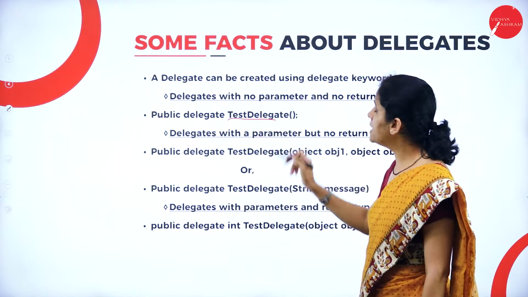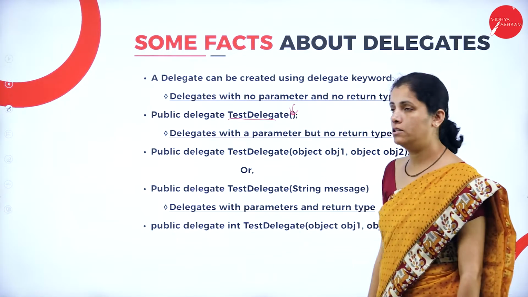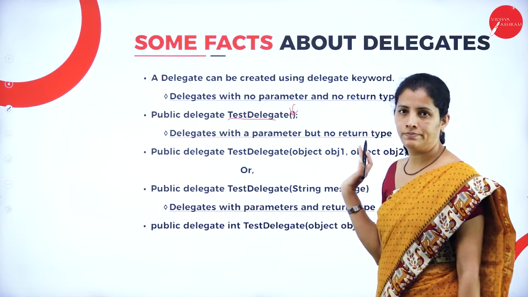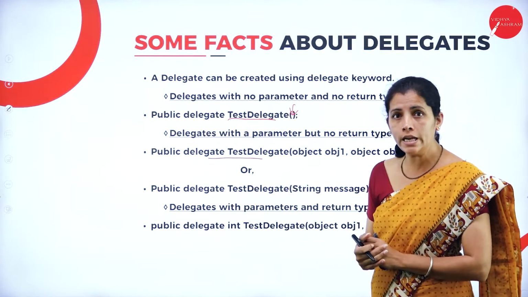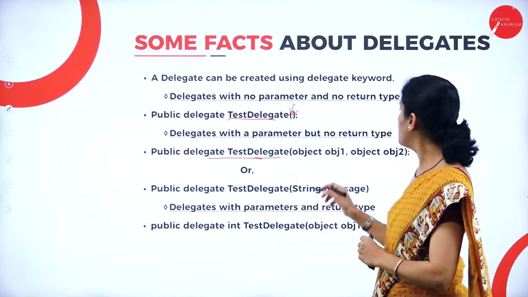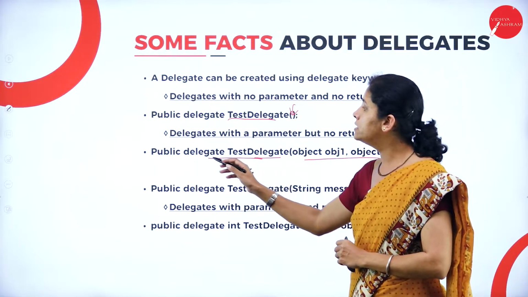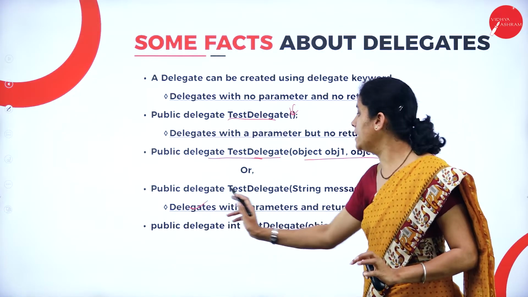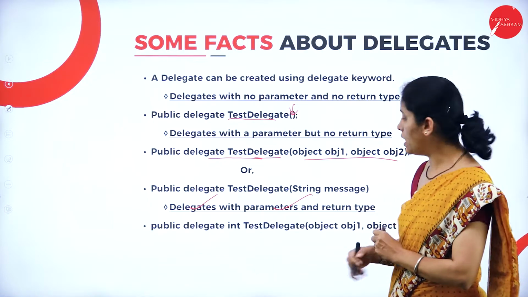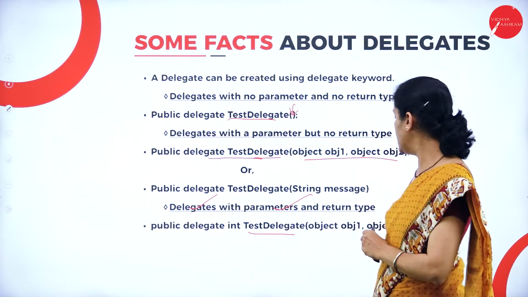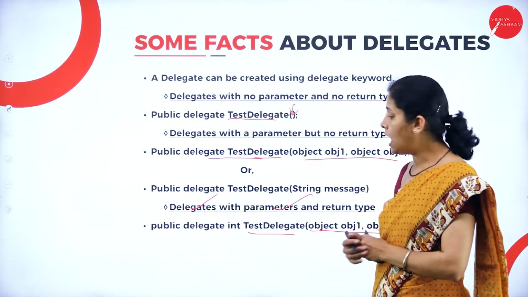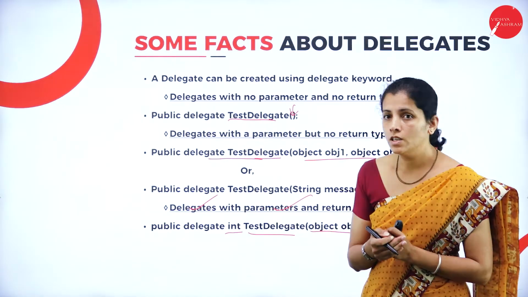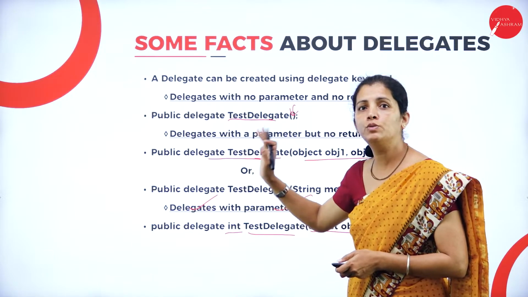See here, what is my delegate name? Test delegate, but I don't have any parameter. Now, another one, delegates with a parameter but no return type. In this example, I am going to create a delegate of type test delegate, and it has two parameters, and this delegate does not have any return type. Now, another type is a delegate with parameter and return type. I am going to create a delegate of type test delegate, and it takes an object and returns data of type integer. So dear student, these are the three kinds in which I can define delegates.